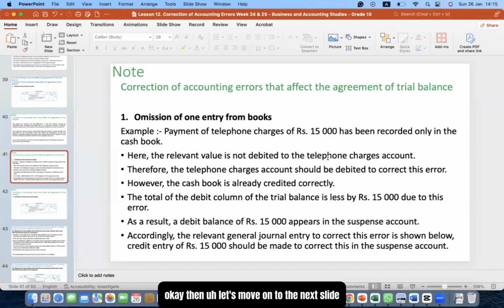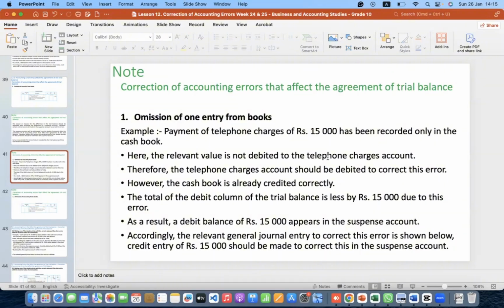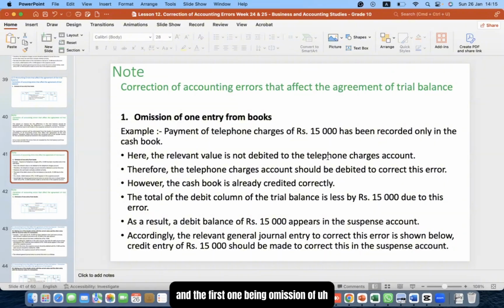Okay, then let's move on to the next slide. So we are talking about the first error. You can put a heading: correction of accounting errors that affect the agreement of trial balance, and the first one being omission of one entry from the book. The first error identified under the correction of accounting errors that affect the agreement of the trial balance, and how we are going to correct it.